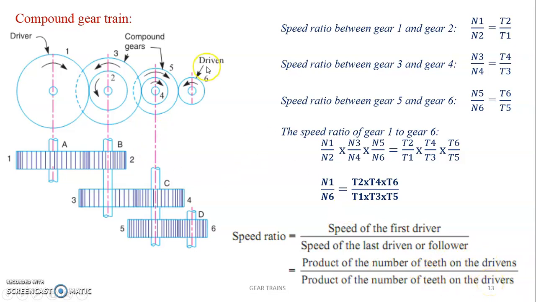So in a compound gear train, the speed ratio is given by the product of the number of teeth on the driven gears to that of the product of the number of teeth on the driver gears.